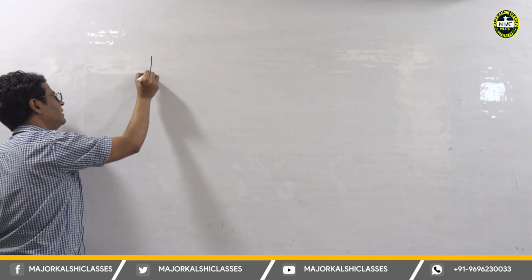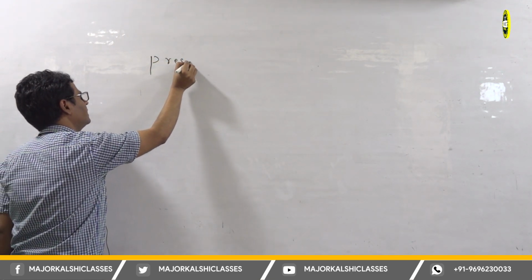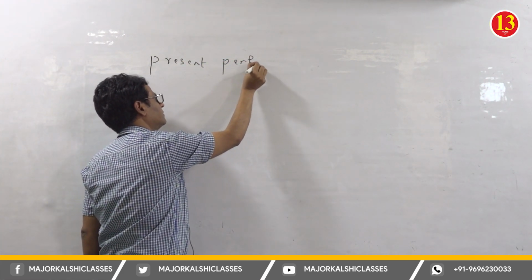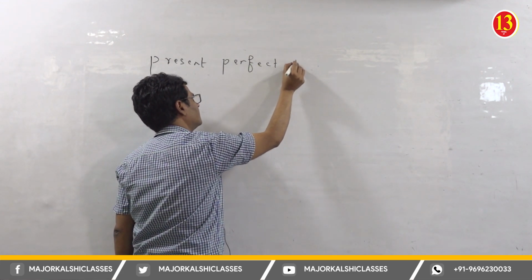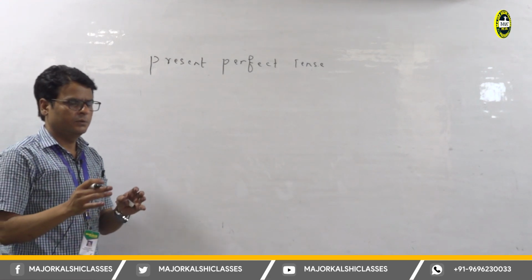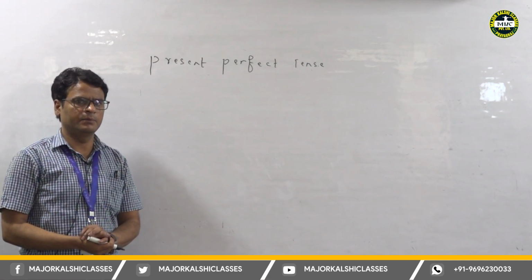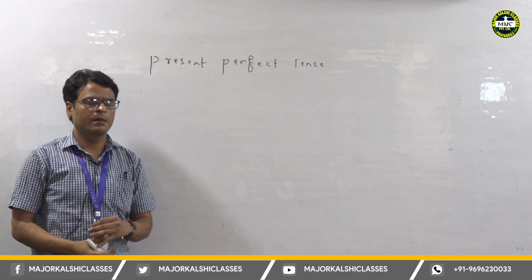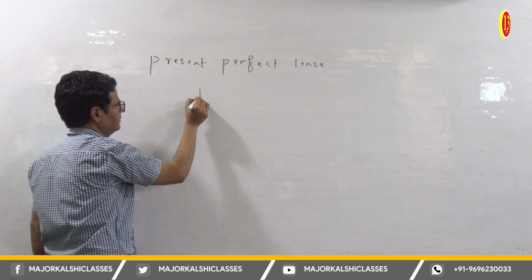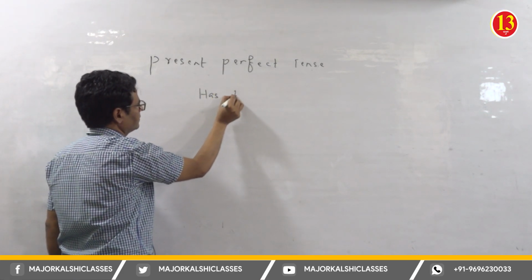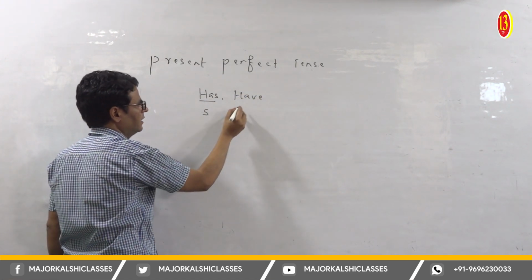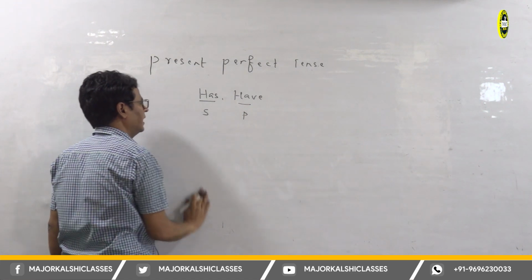In present perfect tense, we use the auxiliary has or have. With singular we need has, and with plural we use have. So once again, has, have. With singular you need has, and with plural you need have.